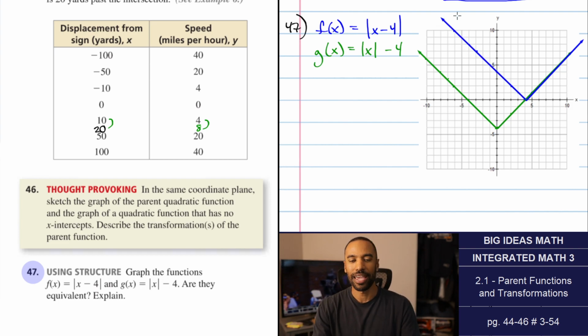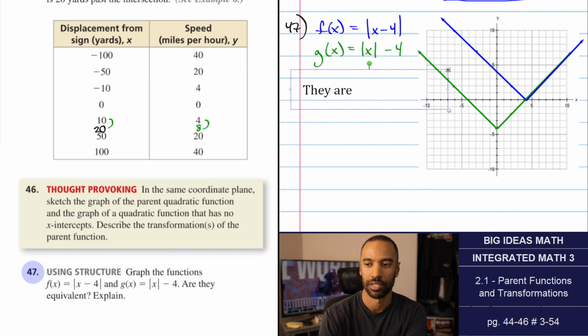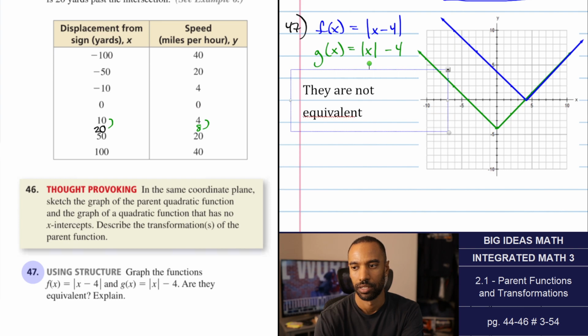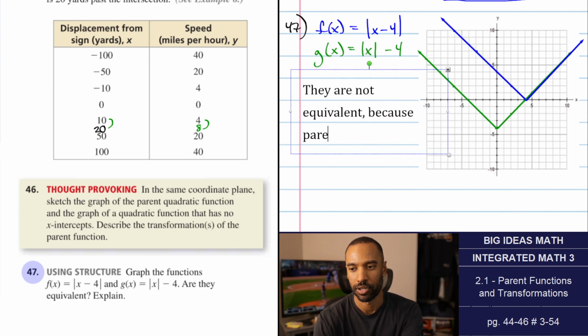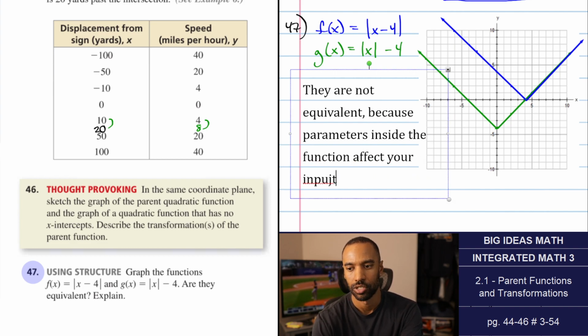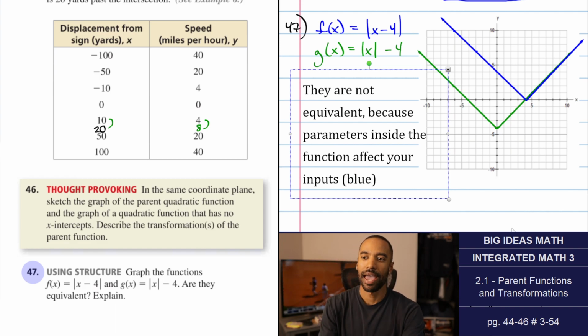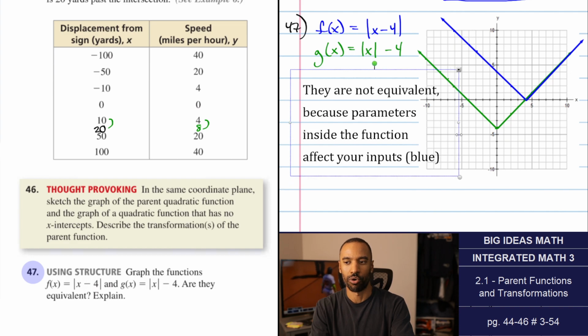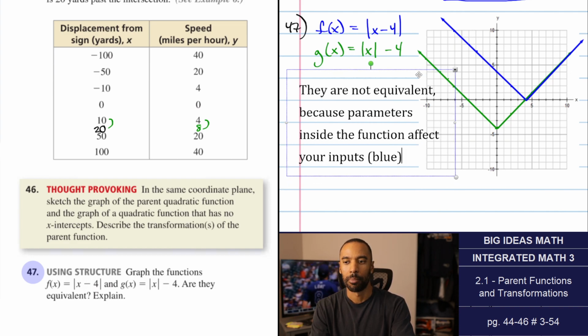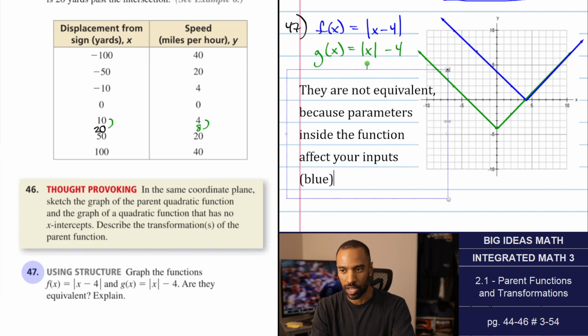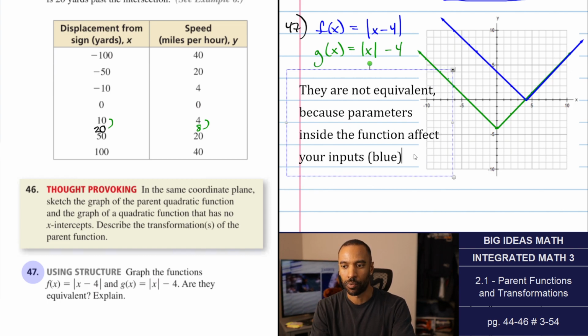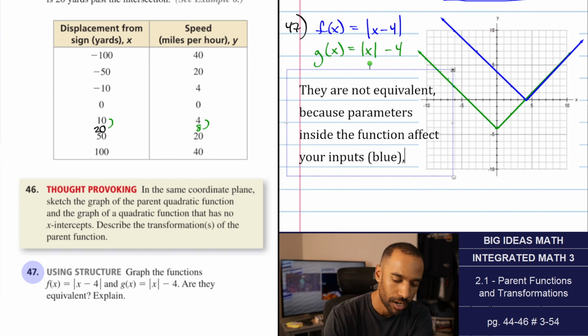They say explain why they are not equivalent. So they are not equivalent because parameters inside the function affect your inputs. So like in blue, it changes, right? I have to plug in 4 for x to get 0 for y in that. But I have to plug in 4 for x to get the same y as I would if I had the original parent function.